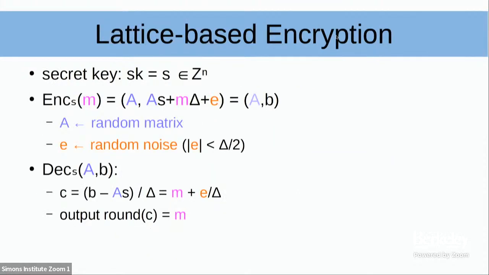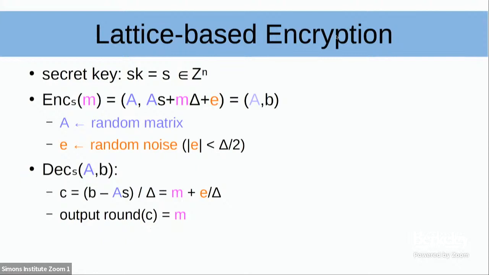Now, let me tell you just a few words about lattices. In a lattice cryptosystem, keys are vectors, and here I will just focus on using secret keys. So the secret key, think of it as a vector with n coordinates, with n integer coordinates.